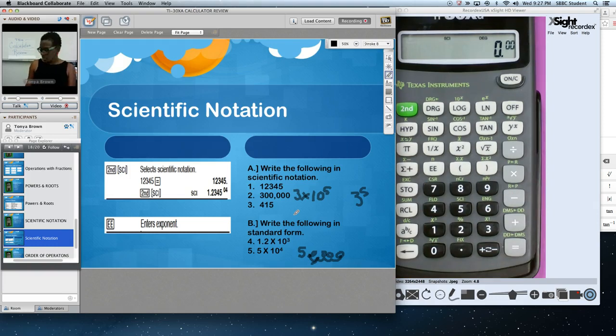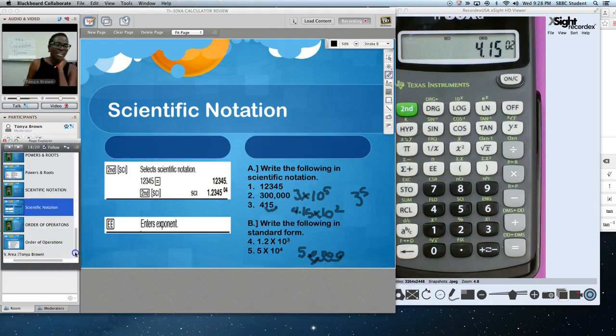So our last problem, let's put in 415. What is that in scientific notation? Well, if the decimal's right here, we've got to move the decimal behind the 4. So it's going to be 4.15 times 10. How many times did we move the decimal? To the 2nd power. So let's see what this thing gives us. If we press equal, it gives us what? 4.15. How do we write that? Times 10 to the 2nd power. And that, folks, is scientific notation in the TI-30XA calculator.